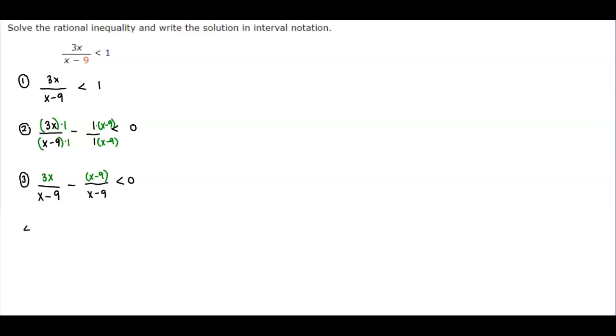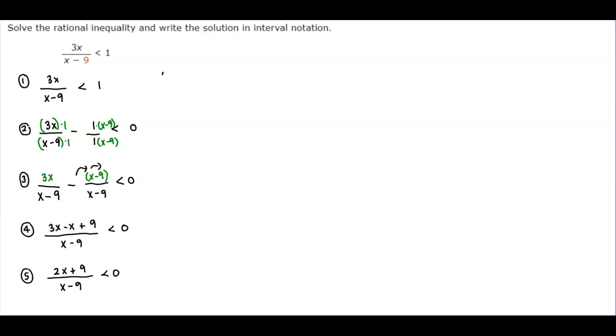Now we want to distribute this sign and write them under one denominator. So we have 3x, and if we distribute that sign, it becomes minus x and then plus 9, all over the common denominator of x minus 9, to be less than 0. If we combine like terms, in the numerator we get 2x plus 9 over x minus 9, and that's less than 0.